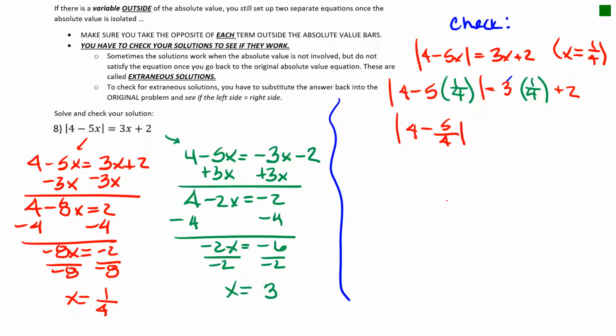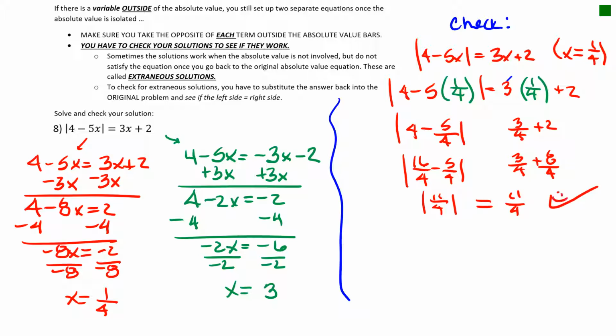I'm just going to keep working down the left-hand side. That's 16/4 minus 5/4. I've got to write smaller, people. I'm going to run out of room. That is the absolute value of 11/4. So what I'm trying to see is, does the other side equal 11/4? So this is 3/4 plus 2. That's 3/4 plus 8/4. That is the world's worst 11/4.